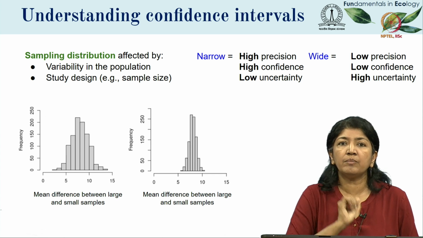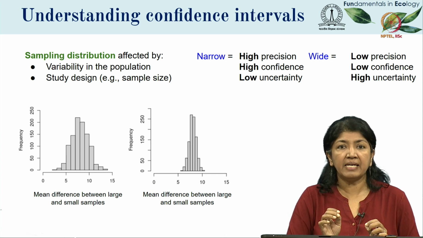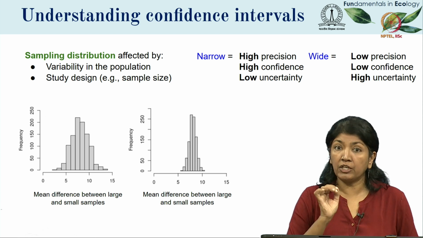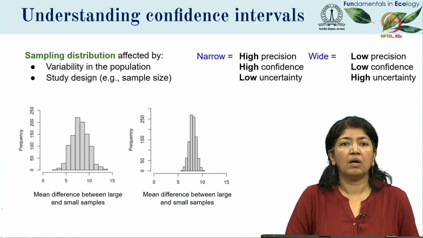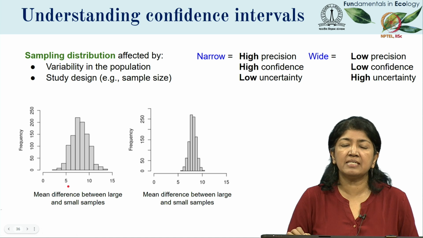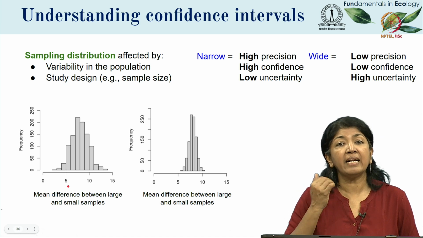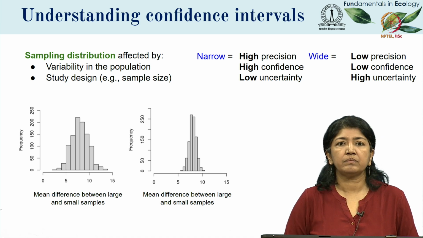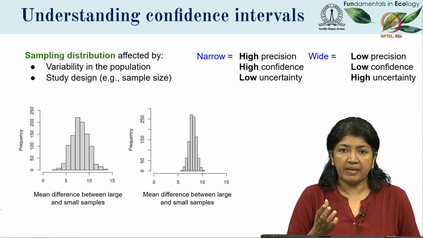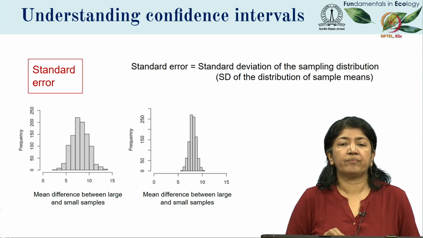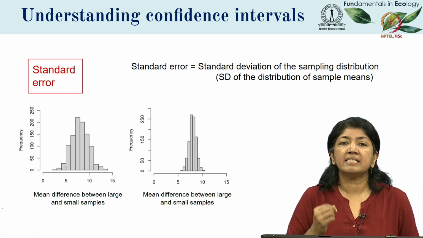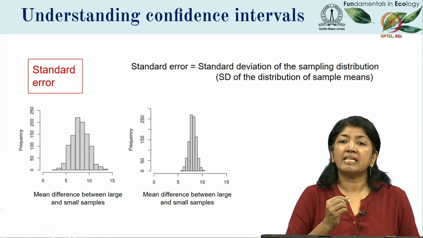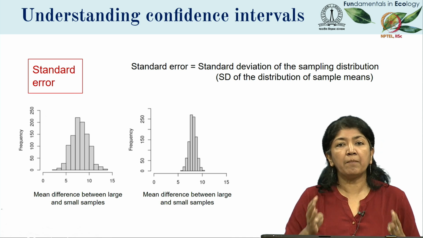So, a narrow distribution means you have high precision, high confidence in your estimate of the population parameter, low uncertainty. On the other hand, a wide distribution tells you that you have low precision, low confidence and high uncertainty. To capture precision, the measure that is typically used is the standard error. So, what is the standard error? It is the standard deviation of the sampling distribution.